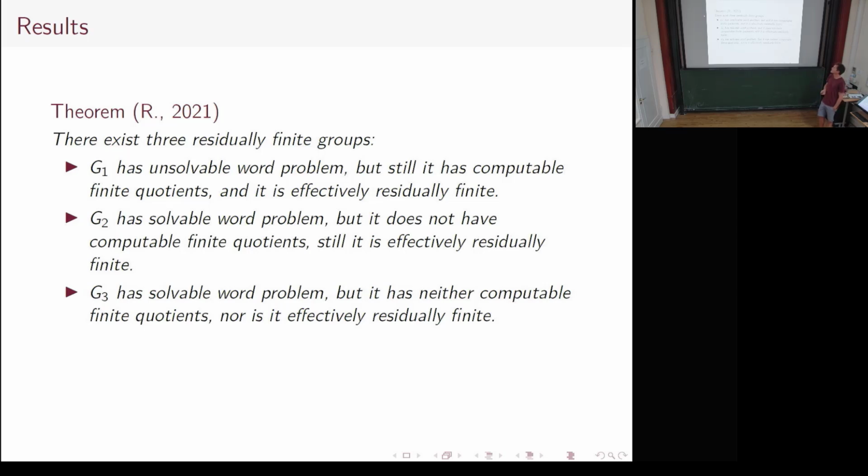The second one has solvable word problem, but it doesn't have computable finite quotients. Still, it is effectively residually finite, so we can enumerate sufficiently many finite groups to separate all points, but we can't enumerate all the finite quotients. And the last one has solvable word problem, but it's not effectively residually finite.